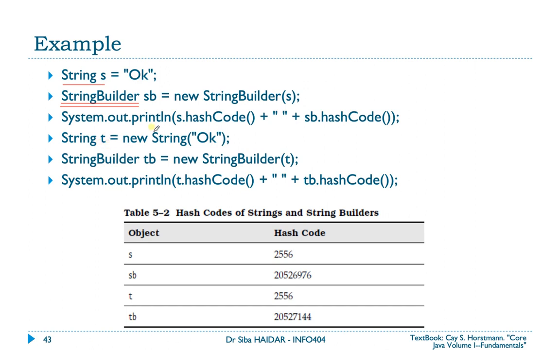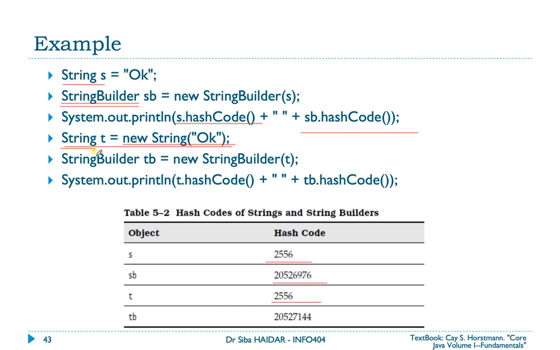Okay, if you print s.hashCode and sb.hashCode, you will get the hashcode of s and the hashcode of sb. If you create t, new String of s, even if it is a new object in memory, in fact it will have the same hashcode, because the hashcode is based on the state and not on the memory address. Why? Because inside the class String, the method hashCode is overridden. The default implementation of the method hashCode is to print the memory address, but you can override it.